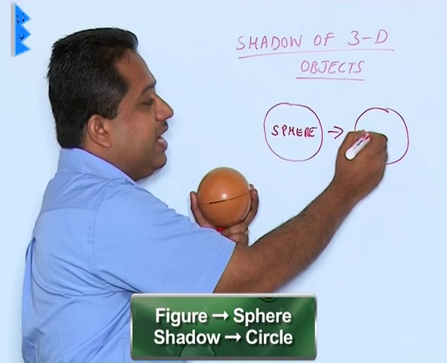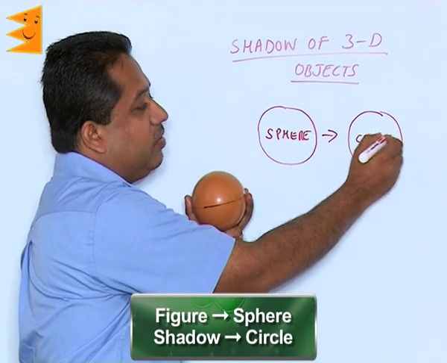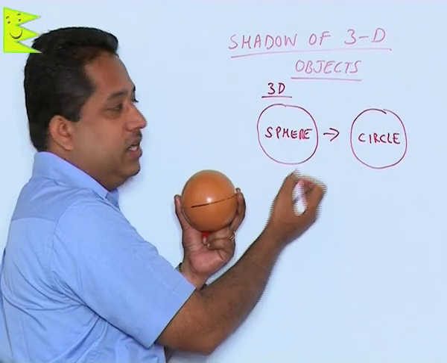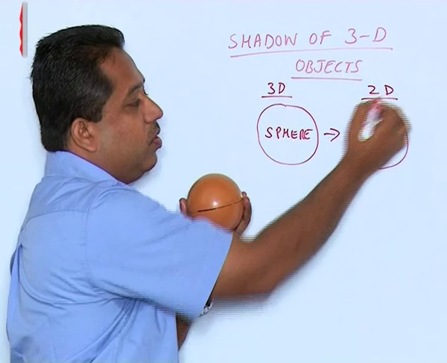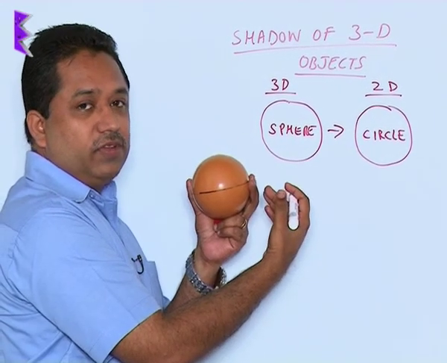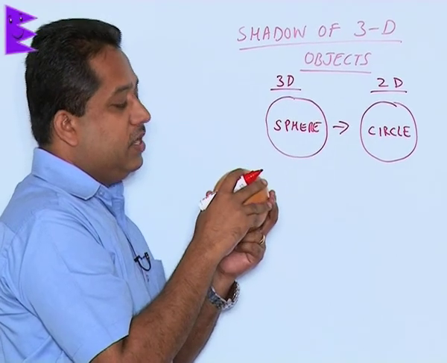We will not get 3-dimensional shadows, we will get only 2-dimensional figures. So 3-dimensionally it is a sphere, but when we consider its shadow, you can put light and project it on a wall and see for yourself, what happens is that you are going to get a circle.